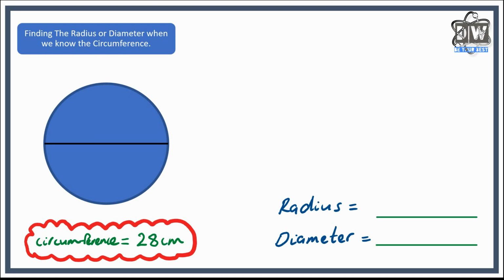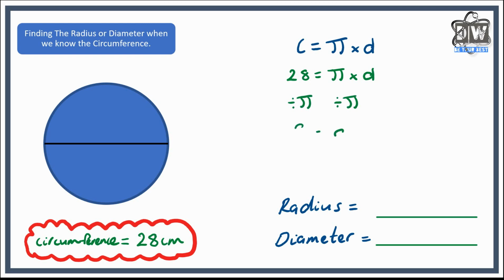All right, so hopefully we've done that. First up, what is the formula we use? It is circumference equals pi times diameter. Let's take away the c value and put in 28. 28 equals pi times diameter. Let's divide both sides by pi, and we end up with diameter equaling 9. So let's bang that in there now. If the diameter is 9, then what's the radius? It's half the diameter, so that equals 4.5.